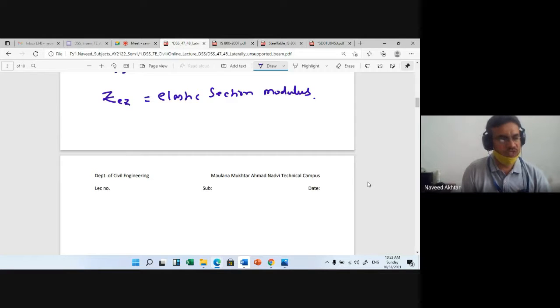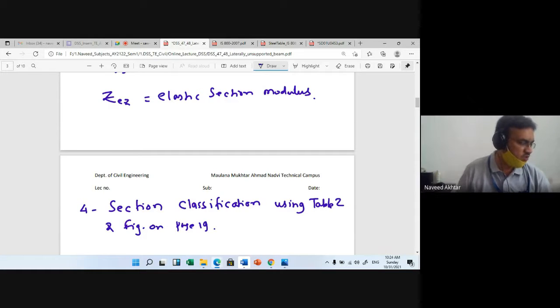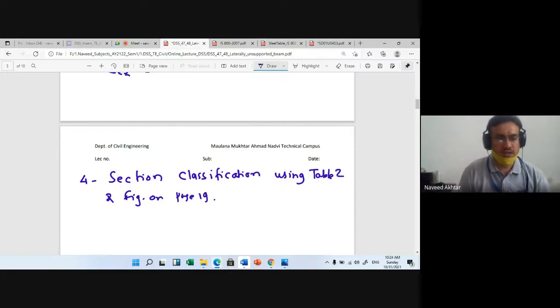Now you have to do step number 4, section classification. Section classification using table 2 and figure on page number 19. You have to do the section classification.